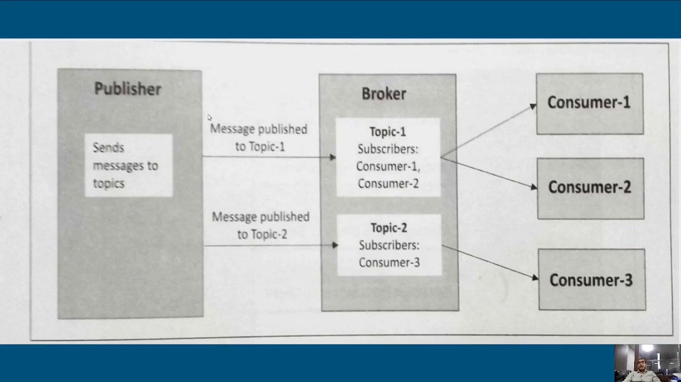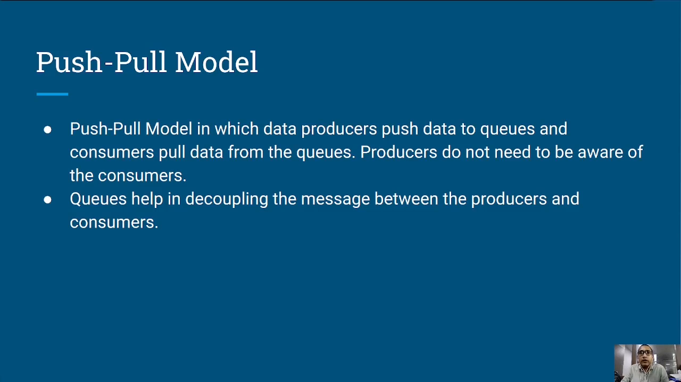So this is a diagram. We have these publishers, they send the data to the server, which is a broker, and there are certain topics, and certain consumers are subscribed to these topics and accordingly the data is forwarded to them. The next communication model is the push-pull model, in which data producers push data to queues and consumers pull data from the queues.